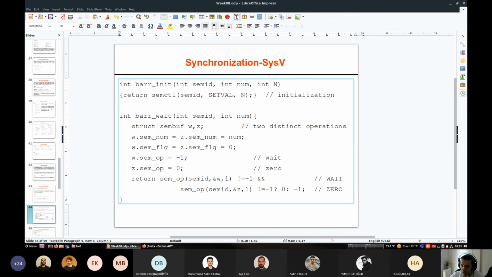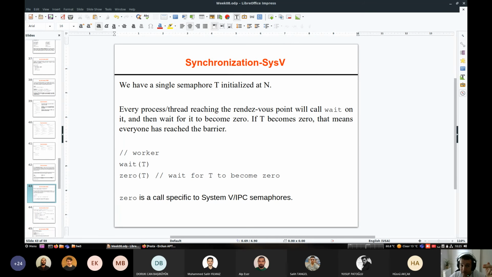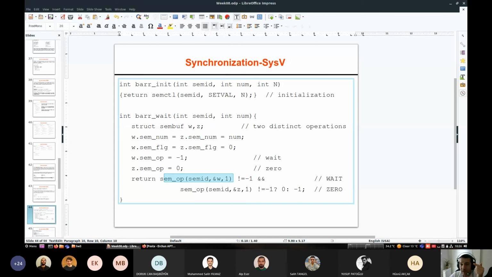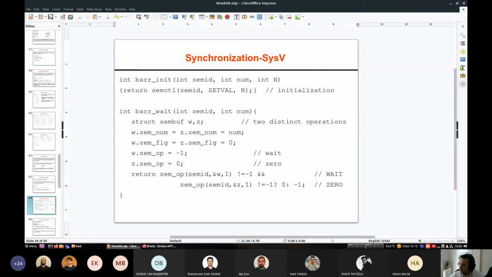Now, careful here, we do not want to execute them atomically together. We want to first execute wait and then execute 0. So we first call semop for the wait operation on our single semaphore. And if it is successful, then we call semop for the 0 operation. It doesn't have to be atomic in this case. And that's it. Two distinct operations, one executed after the other.